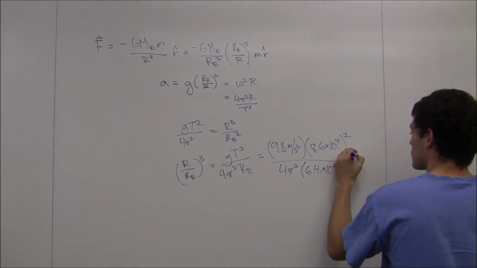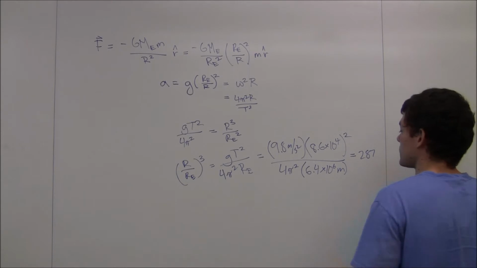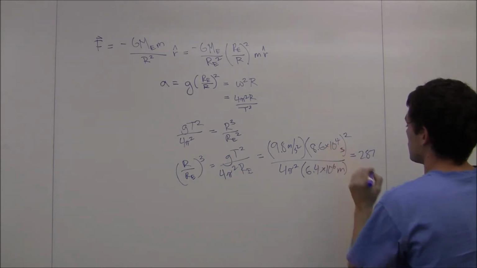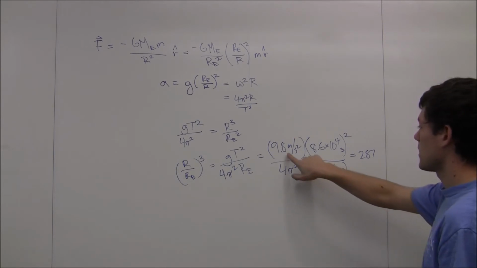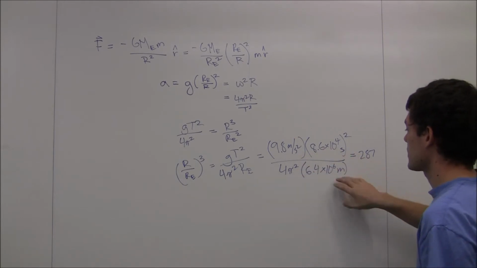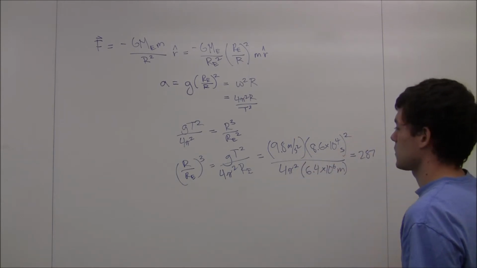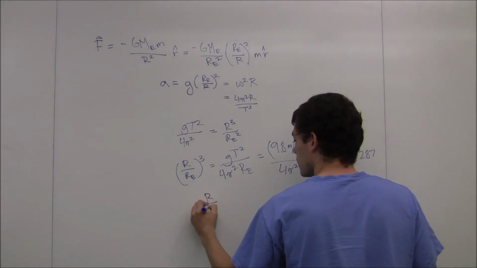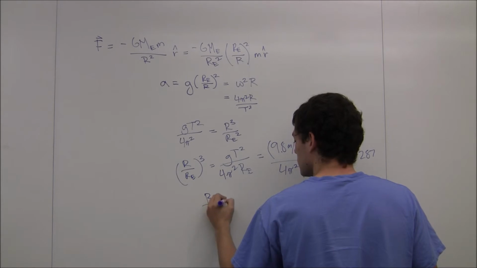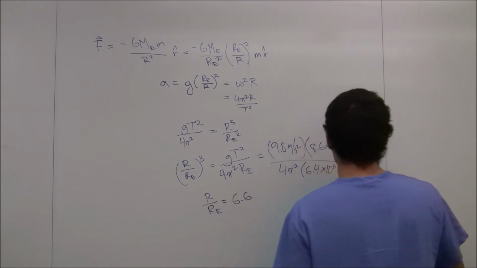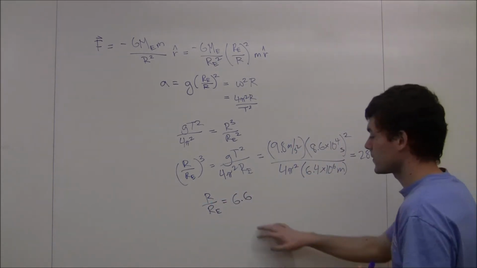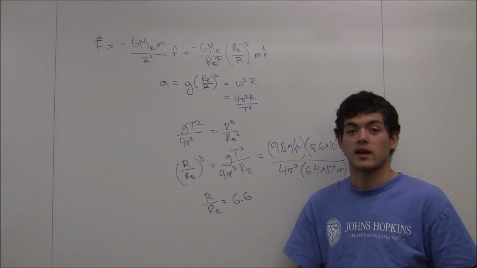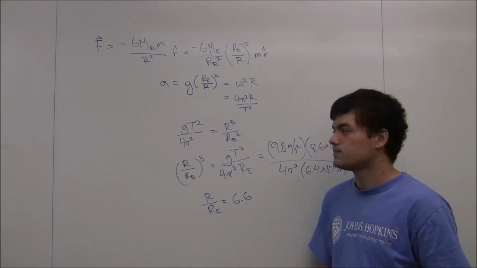If you work all this out, you get about 287, and it's unitless because we have seconds squared, and meters on the bottom, and meters per second squared times seconds squared, so all of the dimensions cancel out. Now all we have to do is take the cube root. We get r over R_e equals 6.6, the cube root of 287. So a geosynchronous orbit sits at 6.6 Earth's radii away from the center of the Earth.